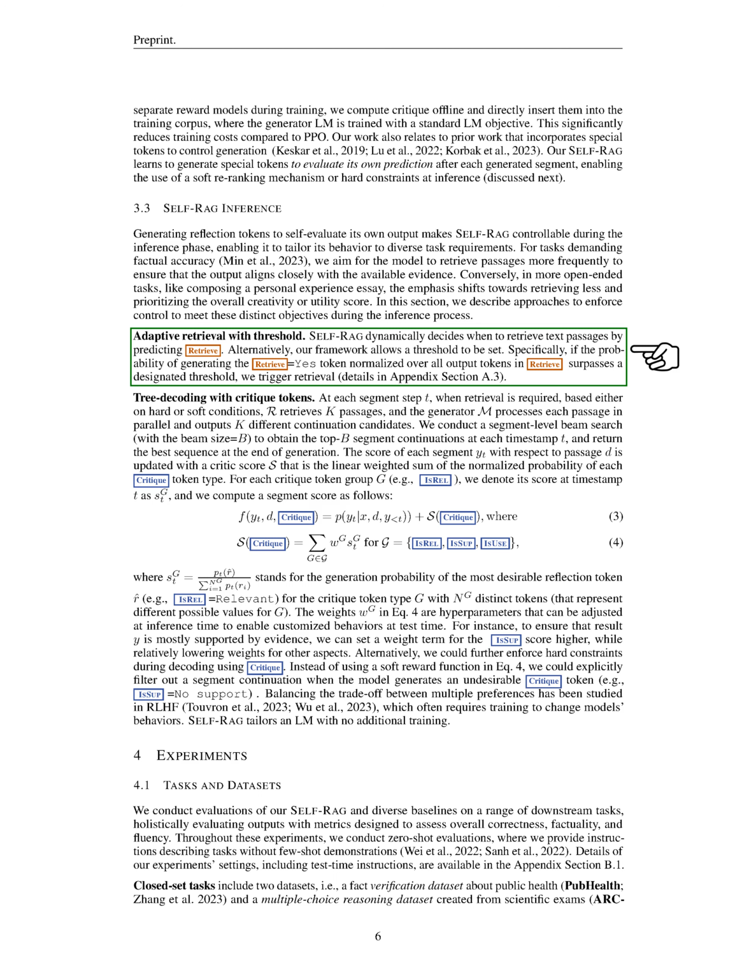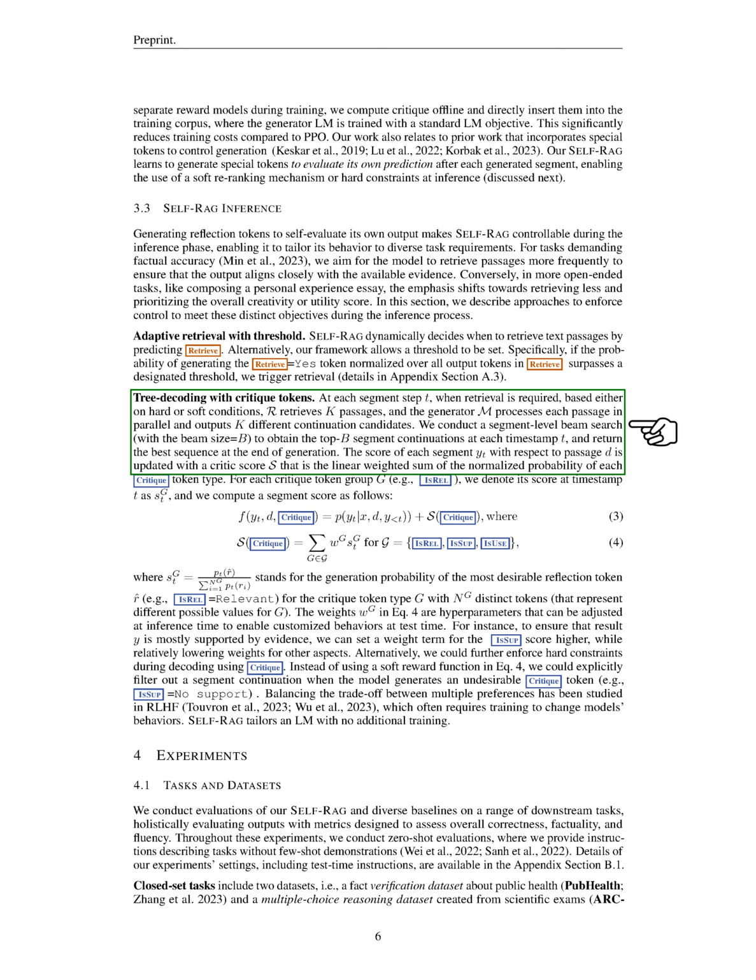Alternatively, a threshold can be set. If the probability of generating the retrieval token surpasses a designated threshold, we trigger retrieval. At each segment step, when retrieval is required, the retrieval model fetches multiple passages, and the generator model processes each passage in parallel and outputs different continuation candidates. We conduct a segment-level beam search to obtain the top segment continuations at each timestamp and return the best sequence at the end of generation.